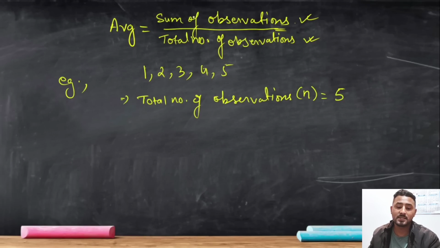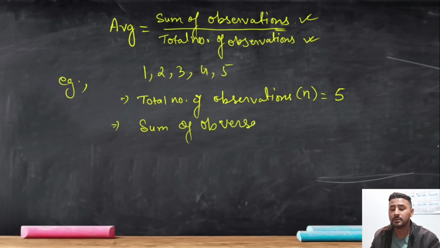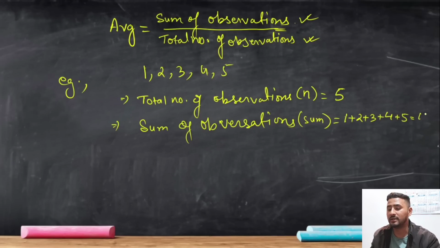Now what do you mean by sum? Sum of observations. By observation I mean this whole thing. So let us say this is the sum. What do you mean by sum? Addition of all these. So let us add 1 plus 2 plus 3 plus 4 plus 5. How much will you get? 1, 3, 6, 10, 15. So you're getting 15. The sum of observations is 15.